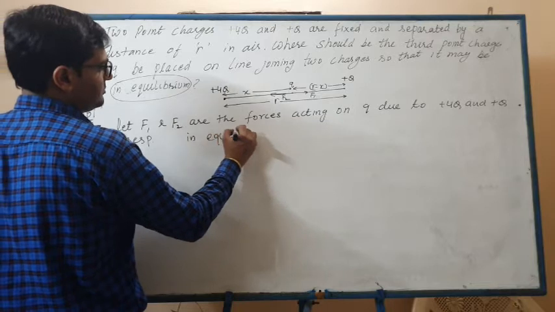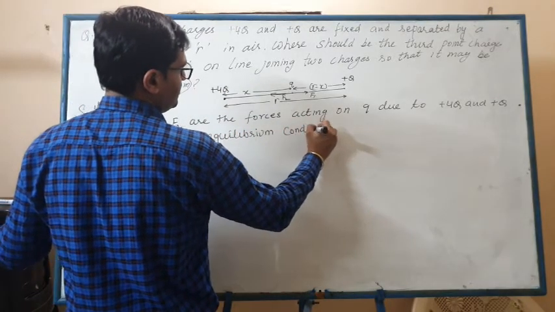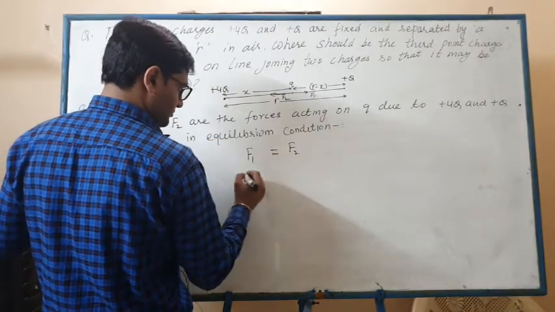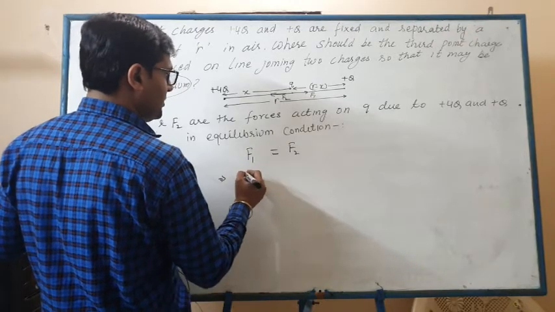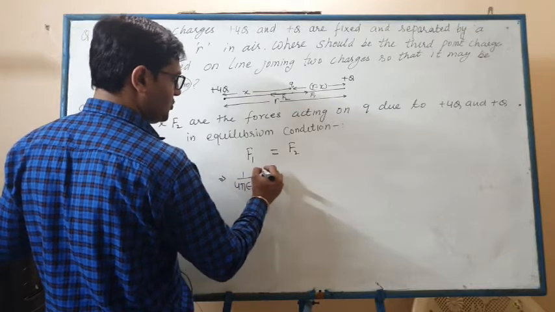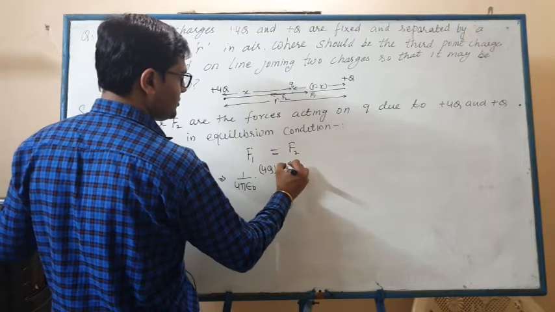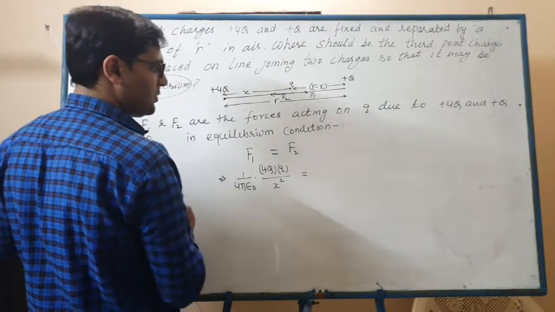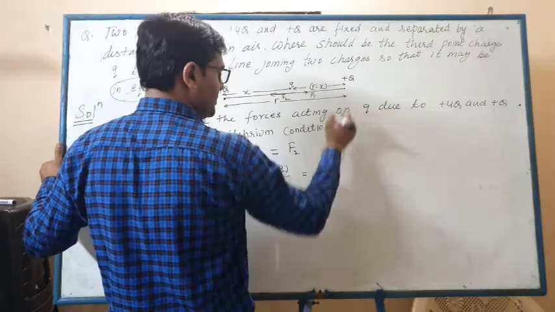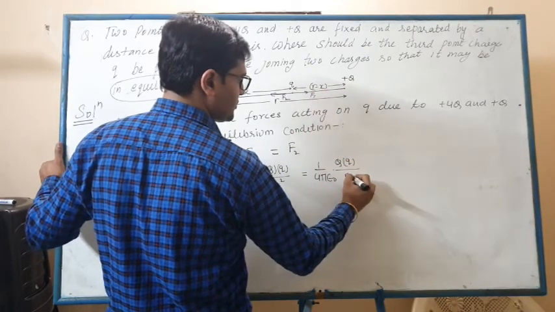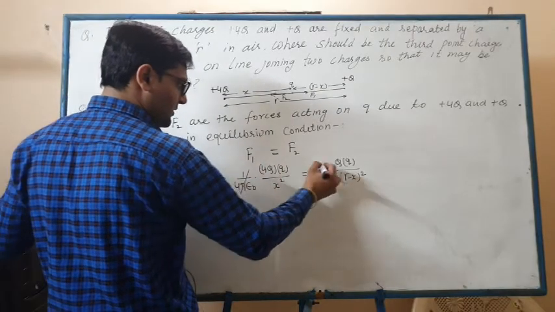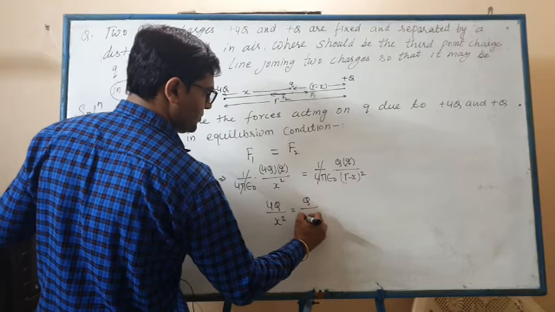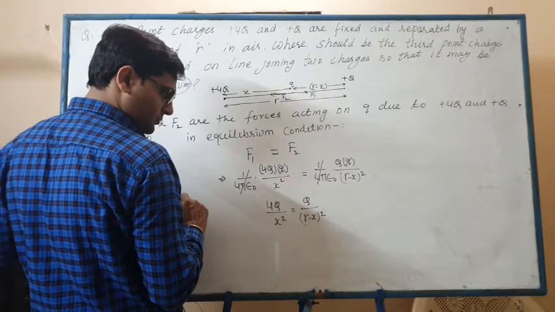In equilibrium condition, F1 should be equals to F2. So F1, what is the value of F1? That is equal to 1 by 4 pi epsilon naught into q1 is 4q, q2 is q, divided by distance x square. That must be equal to 1 by 4 pi epsilon naught q into q, divided by distance r minus x square. Okay, so while equating we can cancel this one and we can cancel this one as well. So we will be having 4q divided by x square, that is equals to q upon r minus x whole square.